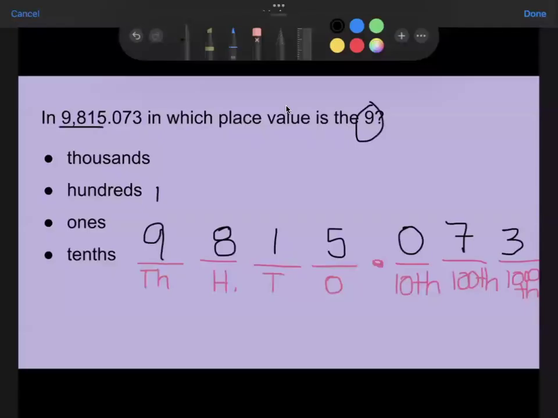So if we look, we find the 9 here in the thousands place, not with the TH because it's not a decimal, the thousands. So we're going to go ahead and circle that right here. In this number, it has an 8 in the hundreds place, a 5 in the ones place, and 0 in the tenths place. So that's how we know that that is the thousands place.